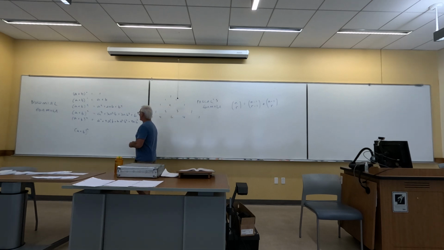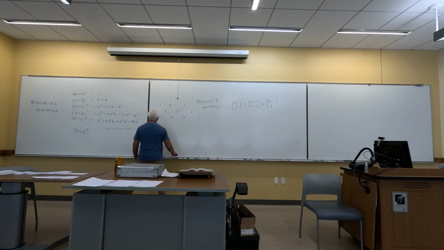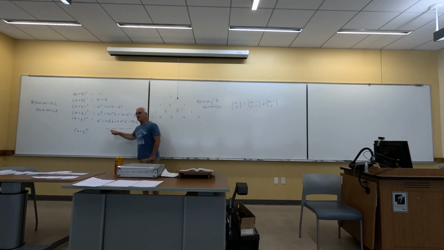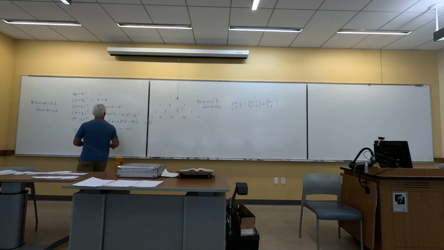For example, if I said, okay, I have 4 slots, in how many ways can I put all A's and no B's? How many ways can I put all A's and no B's? Well, 1. Put all A's and put no B's. How many ways can I put 3 A's and 1 B? Well, the B could go here, here, here, or here. So do you agree that would be 4 ways? How many ways could I go 2 A's and 2 B's?